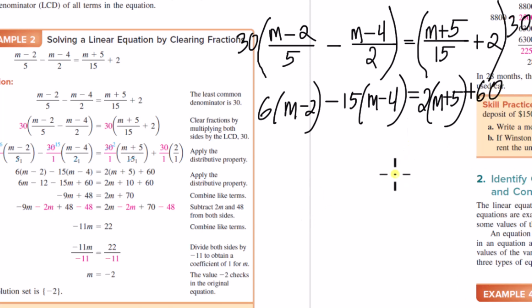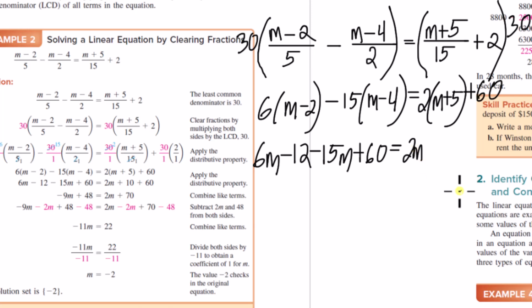Next step is let's simplify each of the expressions on each side as much as possible. Let's clear these parentheses and combine like terms. Distributing this 6, you have 6m minus 12. Distributing that minus 15, you've got minus 15m, and then plus 60. Distributing that 2, 2m plus 10, and then plus 60.